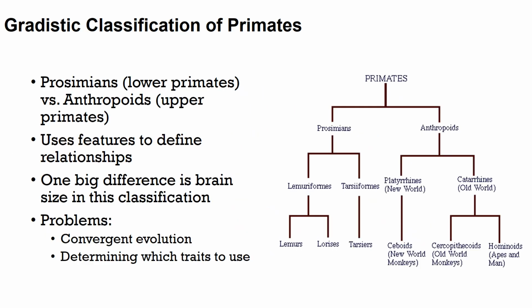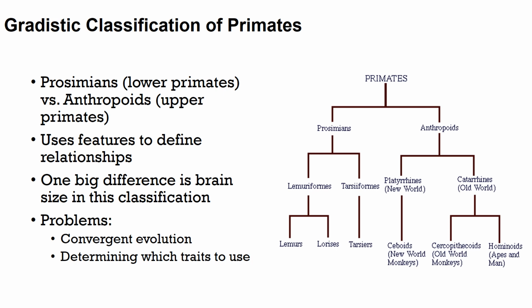A gradistic classification of primates might look something like this, which is a little different from the slide I gave you a couple slides ago. Here we see that primates are divided into prosimians, lower primates, versus anthropoids, upper primates. And this real divide is between lemurs and tarsiers against monkeys, apes, and humans.